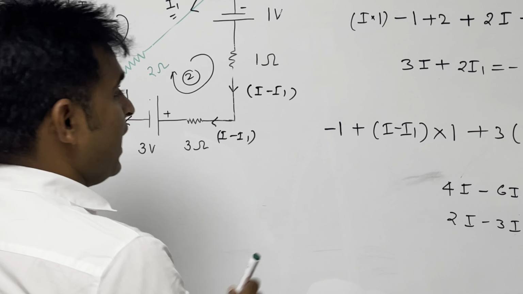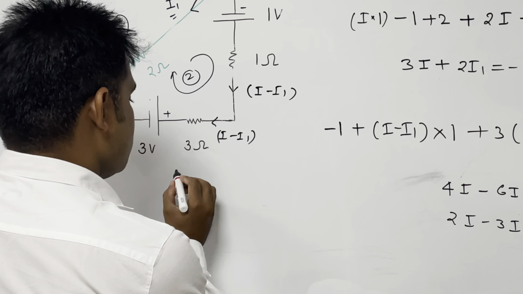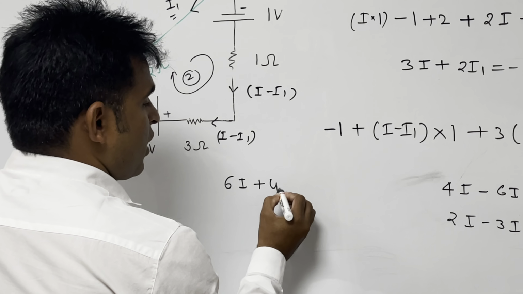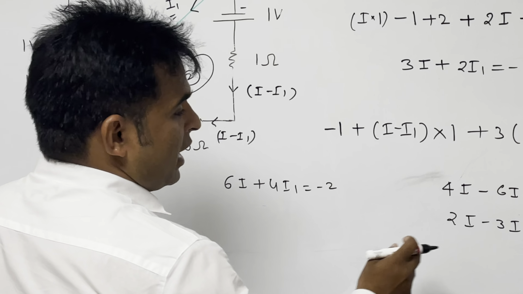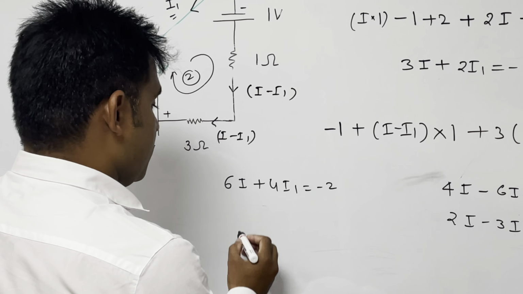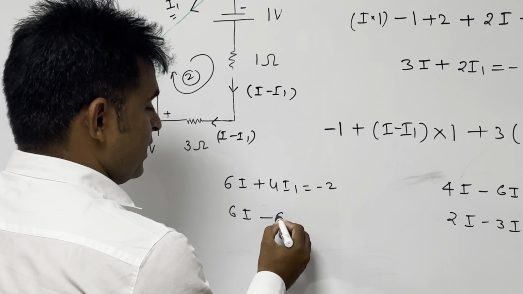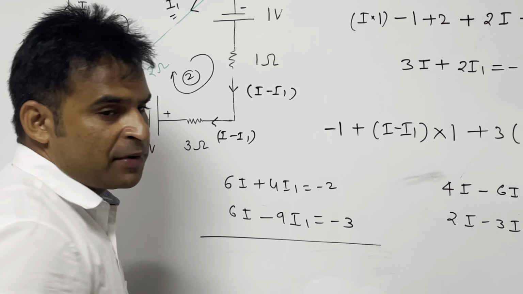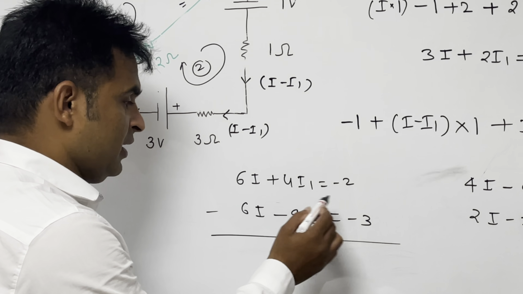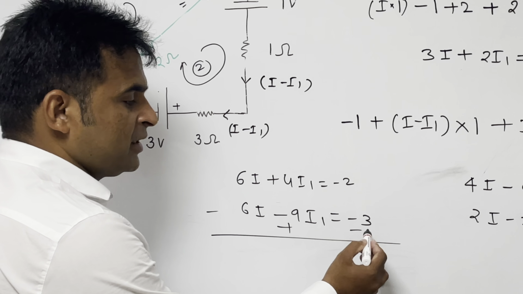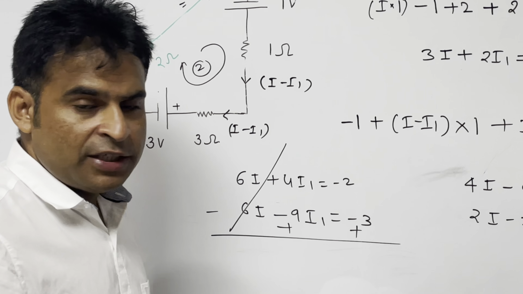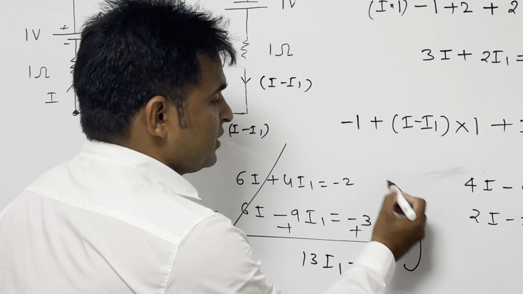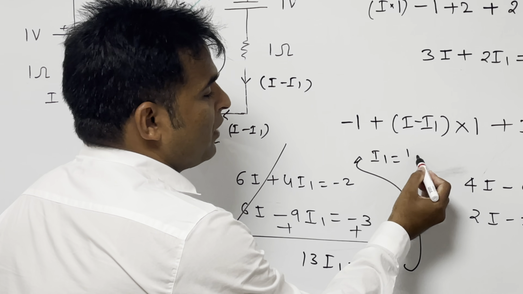So what will I get here? I'll get 6I plus 4I1 is equal to minus 2. And from this, if I multiply by 3, what will I get? 6I minus 9I1 is equal to minus 3. And if you subtract these two, this will become minus, this will become plus, this will become plus. This guy gets cancelled. So what I'll get? 13I1 is equal to 1. It means I1 is equal to 1 by 13.